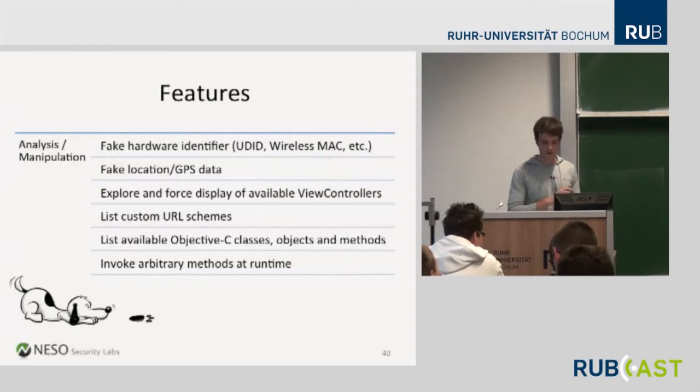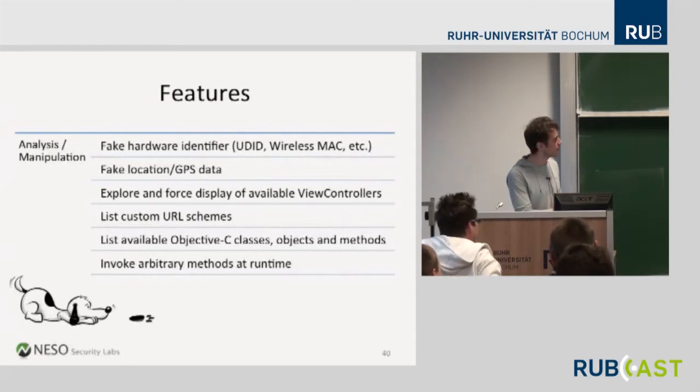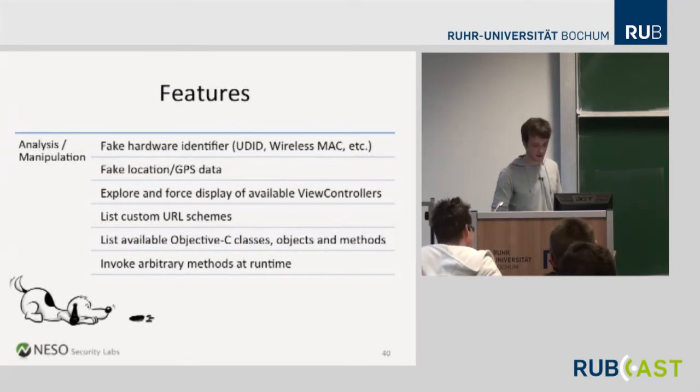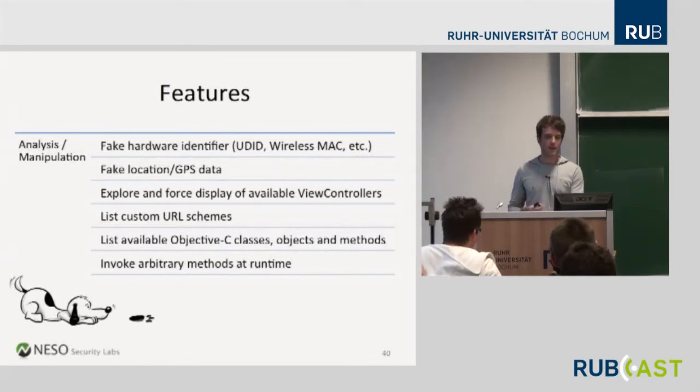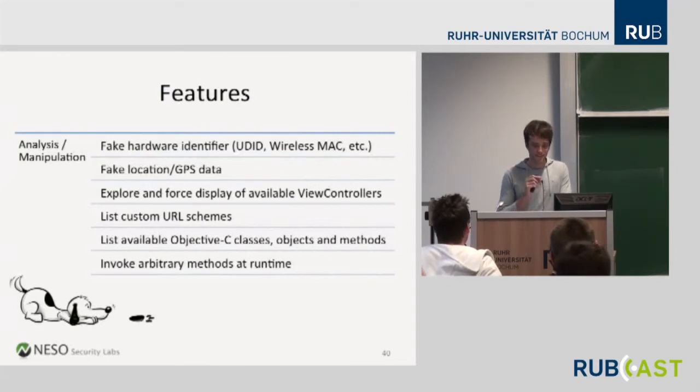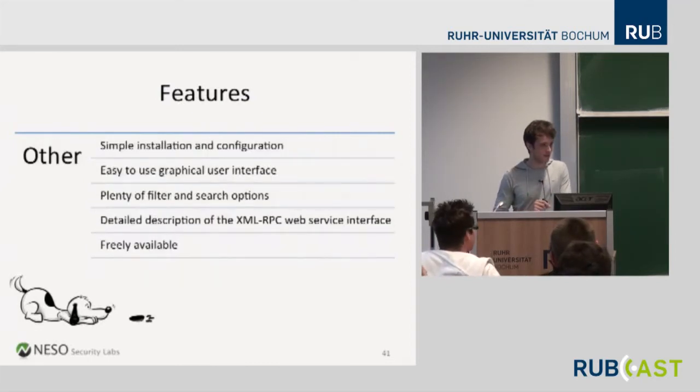We could list URL schemes. We could list all available classes in an app binary and invoke arbitrary methods at runtime. And we tried hard to make Snoopit as easy to use as possible. So you can grab our package and install it. You will get a configuration app and a library providing the web server. So it's quite easy to use and to set up.